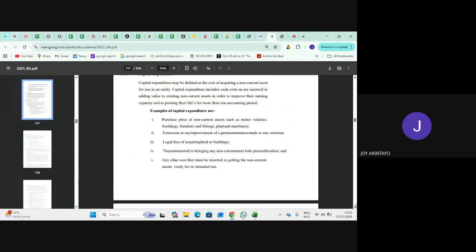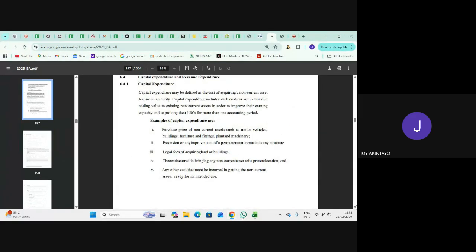Now let's look at the examples of capital expenditure. You can find it in your question. You'll be asked, what are the examples of capital expenditure? Number one is the purchase price of non-current assets. You have to consider your purchase price of non-current assets. Another one is extension or any improvement of a permanent nature made to any structure.